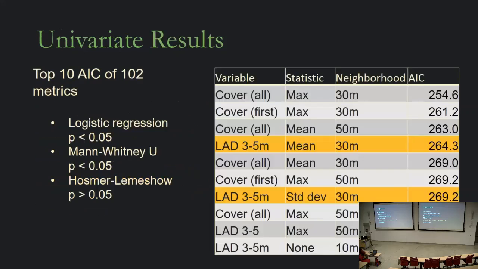So moving on to results. In the univariate step, 102 of those metrics passed these criteria on the left. So a little bit less than half. And I don't want to say too much about these variables, but these are the top in terms of the AIC. And there's a lot of cover in here, and then the two that are highlighted are in my multivariate model.